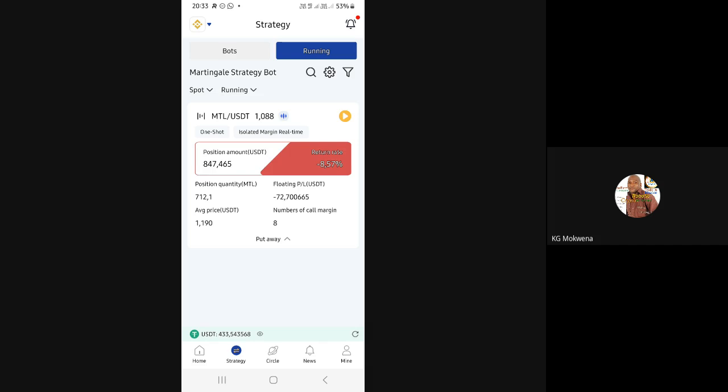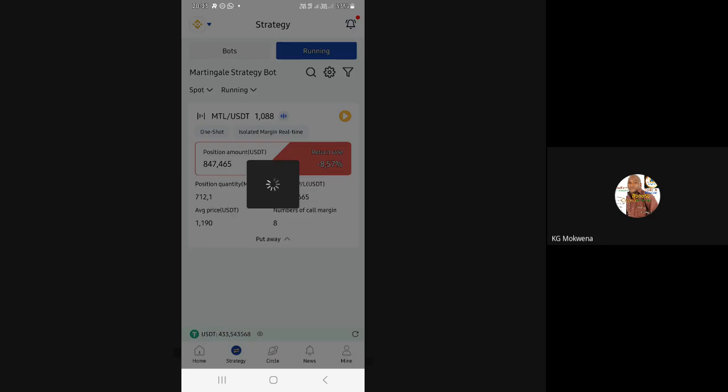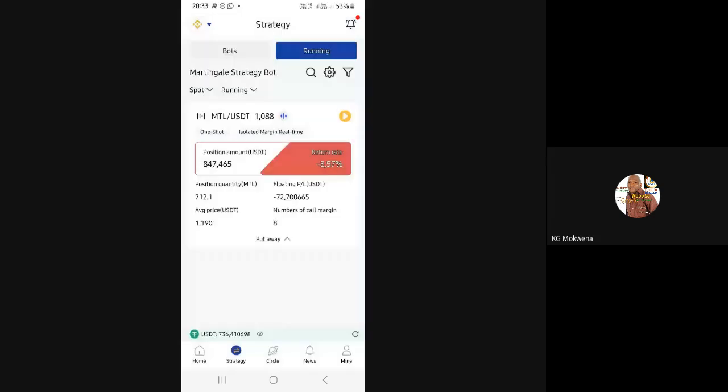712.1 amount of MTL. And not only that, Business Partners, it means that also inside your Binance exchange, the USDT amount has now increased because there's been a reduction of the amount of MTL. The MTL that was bought with 300 has appreciated. Now you are refreshing it. It was 4 something. Now it is 736. Can you see that? I see that. Yes.